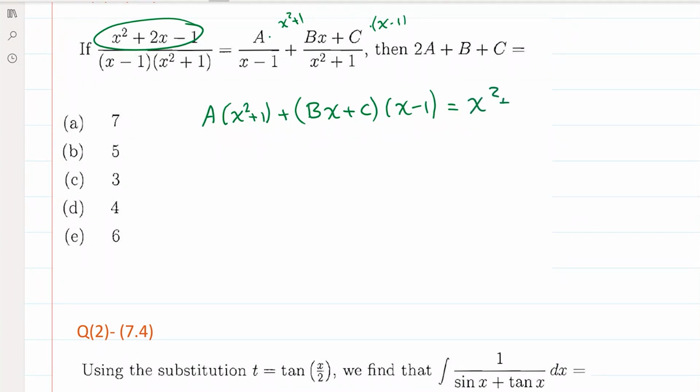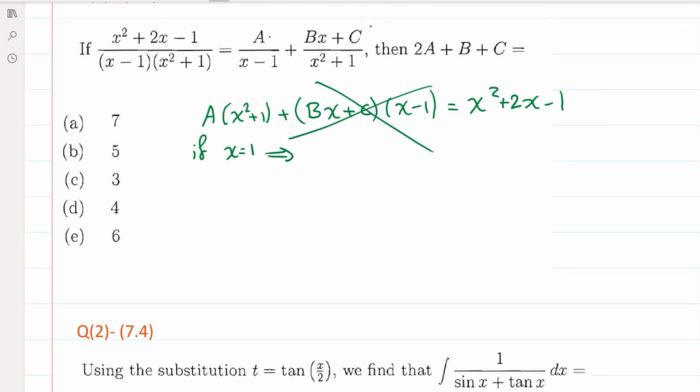X squared plus 2x minus 1. Is that clear? Clear. Yes, clear. Okay. Now we can use maybe you know this technique, which is cover up. It means if I want to avoid dealing with this term, you can choose x to be 1. So if x equals 1, what will happen? All of this one will disappear. So this is what we call cover up, okay?